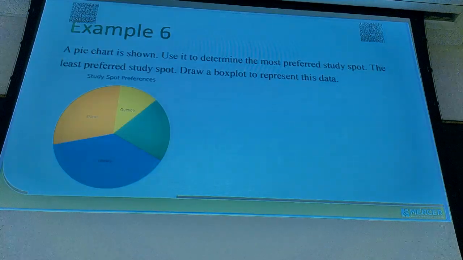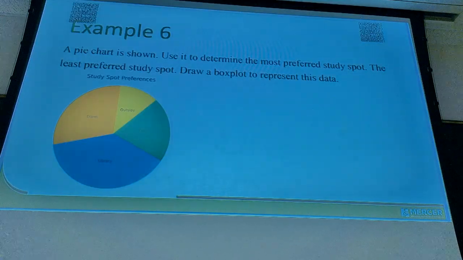Pie charts shown. Use it to determine the most preferred study spot and the least. And then, so, okay. So it's not given on here, but it is given in my example. I probably just missed it. I'll worry about that later. I'll put the percentages down later.